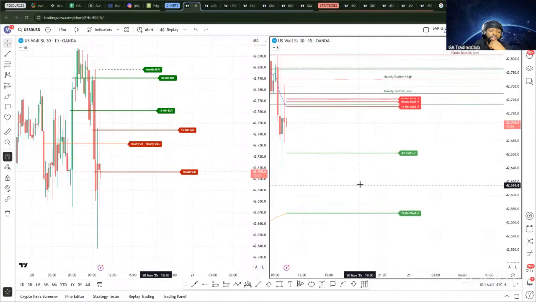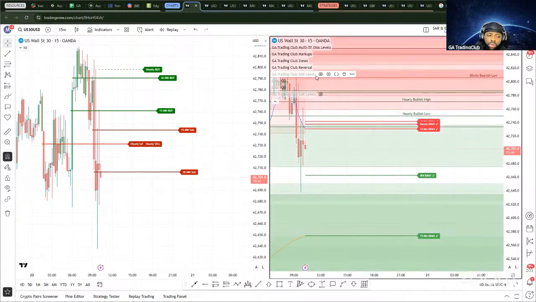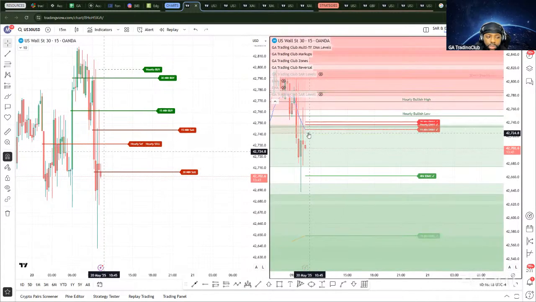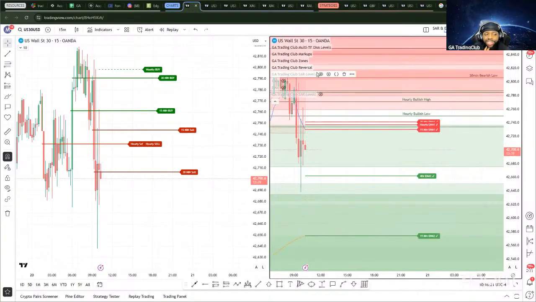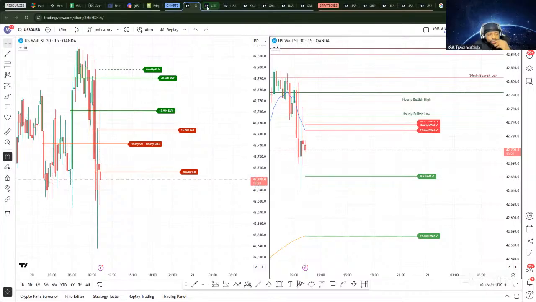So all those EMAs have been retested. We're not going to get another one unless we get a closure above the 15-minute or the 30-minute EMA. And if we do get that, we can take a buy, because you can see we're in a demand zone currently. For the EMAs entry, that would be the only trade to take.